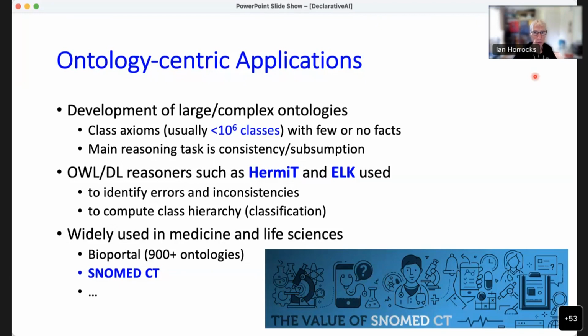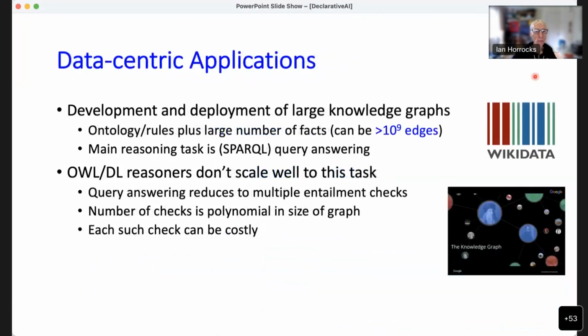Even the SNOMED ontology, which is one of the very largest ontologies that we can find out there, is a few 100,000 classes. And when we look at data-centric applications, of which I would postulate there are many more than ontology-centric applications, here what we tend to see is a slightly different picture, where we have very large sets of facts, and knowledge graphs of this kind can be greater in size than 10 to the 9 different edges.